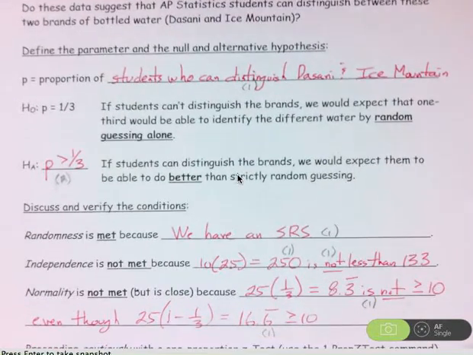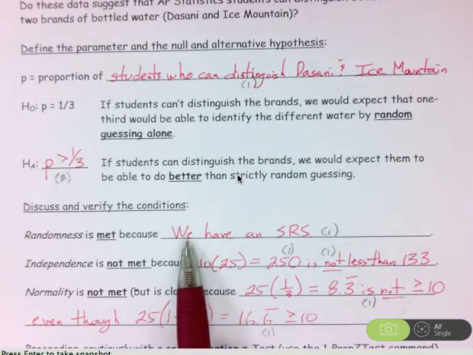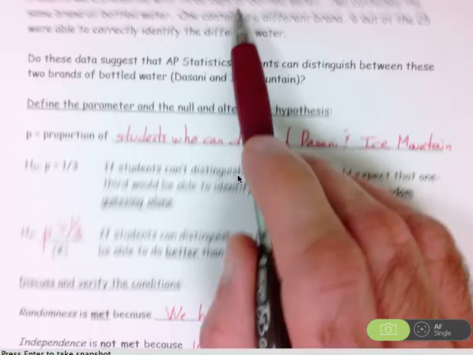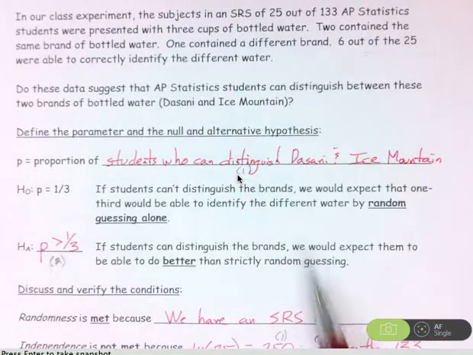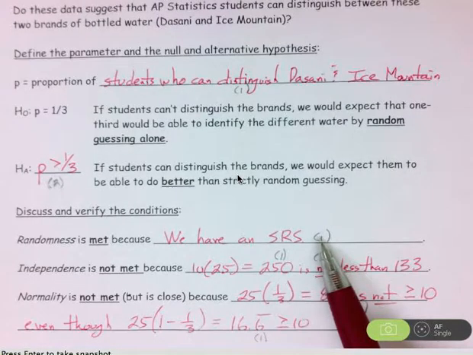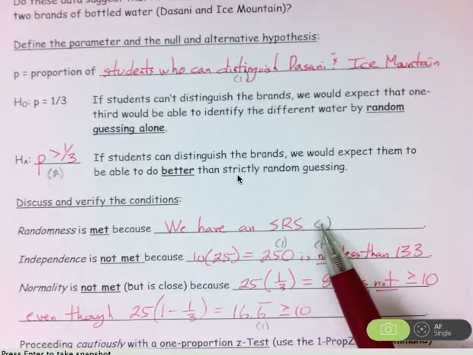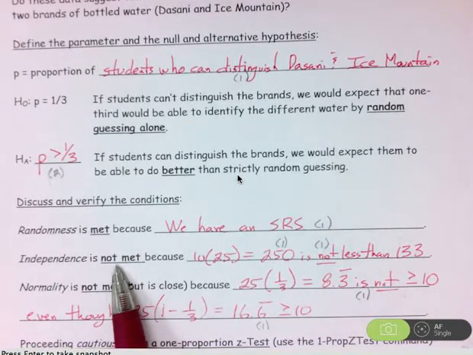So in terms of the conditions, randomness is met because some people just wrote that we have a random sample. I didn't count that wrong, but notice up here at the top, we actually have a simple random sample. I really did take a simple random sample, so I drew an arrow down to this line and put SRS for you. If you have a simple random sample, you really should state that. So that's met. Independence, though, is not met.